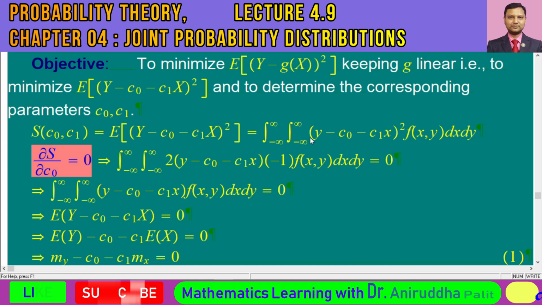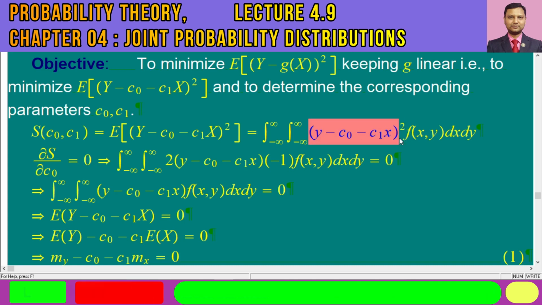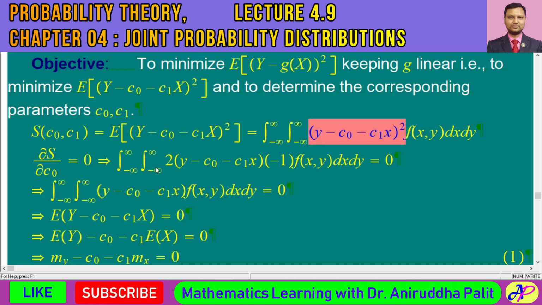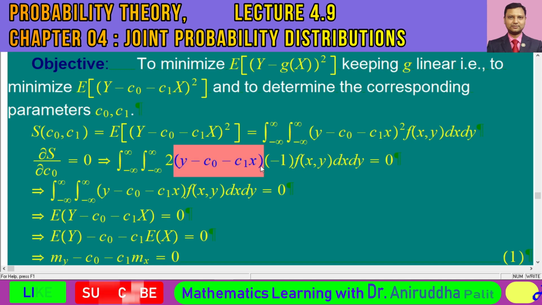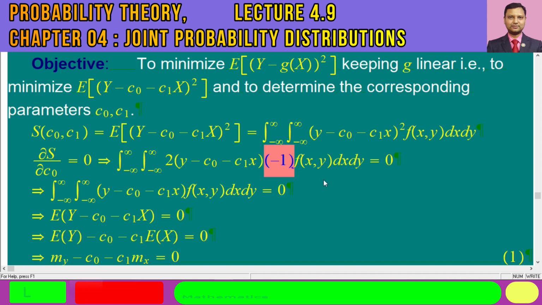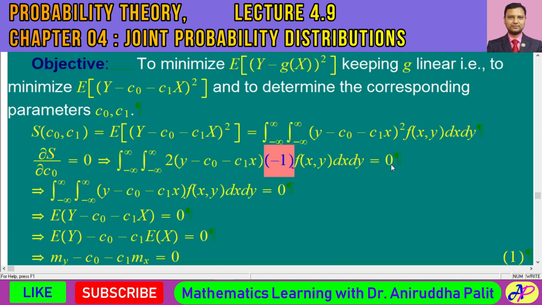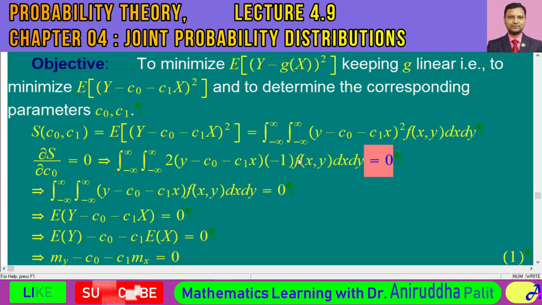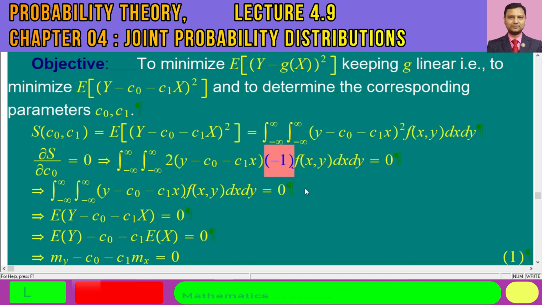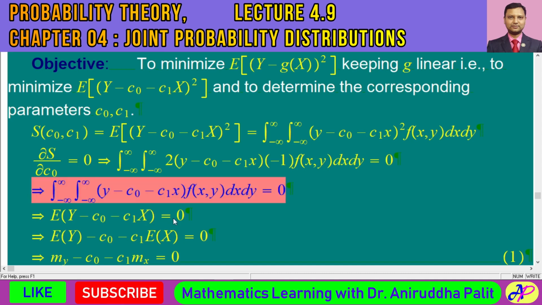In order to minimize this function, the partial derivatives must be equal to 0. So you see, if we differentiate this expression under integration with respect to c0, we will have 2 into y minus c0 minus c1 x multiplied by minus 1, f of x comma y dx dy, and that is equal to 0. Forget about this minus 1, we can take it outside the integral and cancel the 2. If we expand it, we will get this type of expression.